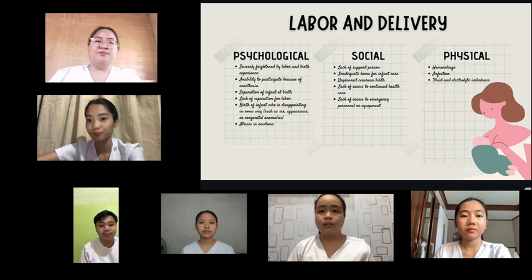Factors that categorize a client to be high risk during labor and delivery. In psychological are the severely frightened by labor and birth experience, inability to participate because of anesthesia, separation of infant at birth, lack of preparation for labor, birth of infant who is disappointing in some way such as sex, appearance or congenital anomalies, and illness in newborn.